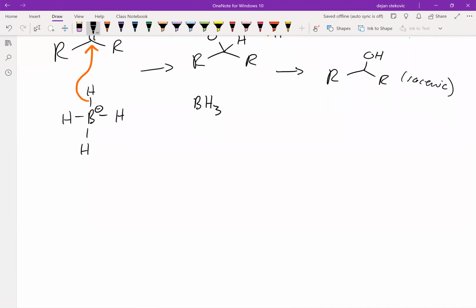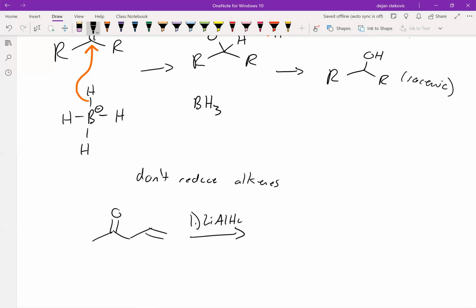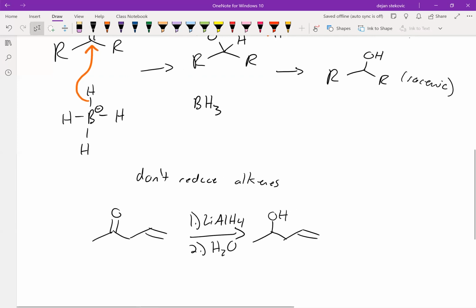These reductants will only reduce carbonyls, so they won't reduce alkenes. So if you have a molecule that has both a carbonyl and an alkene, you can use either one of these, the lithium aluminum hydride or the sodium borohydride. They'll both do a good job of reducing this without touching the alkene.